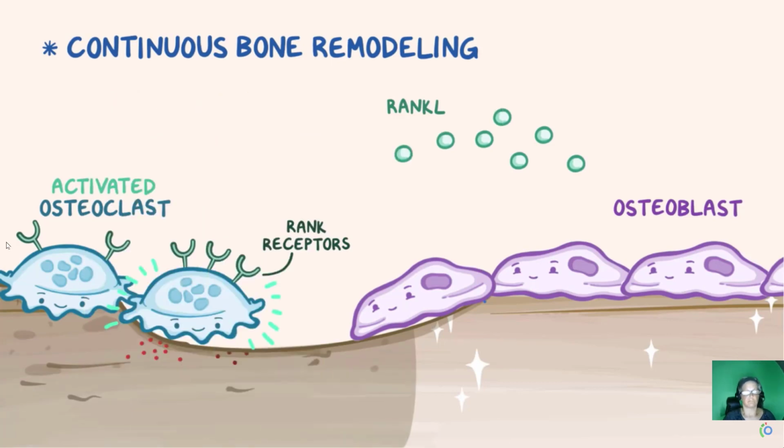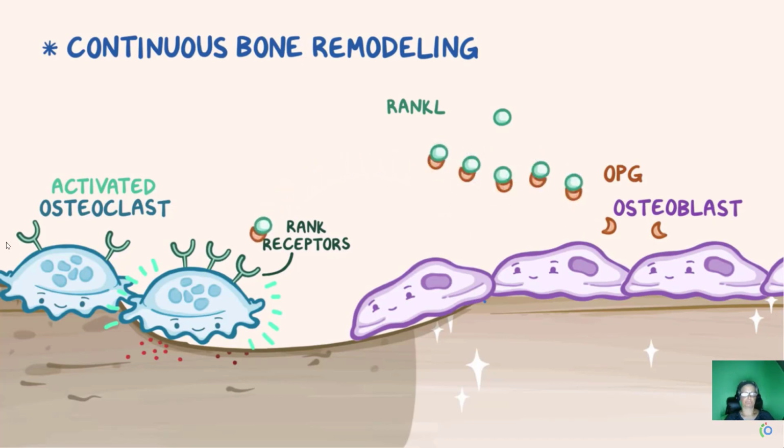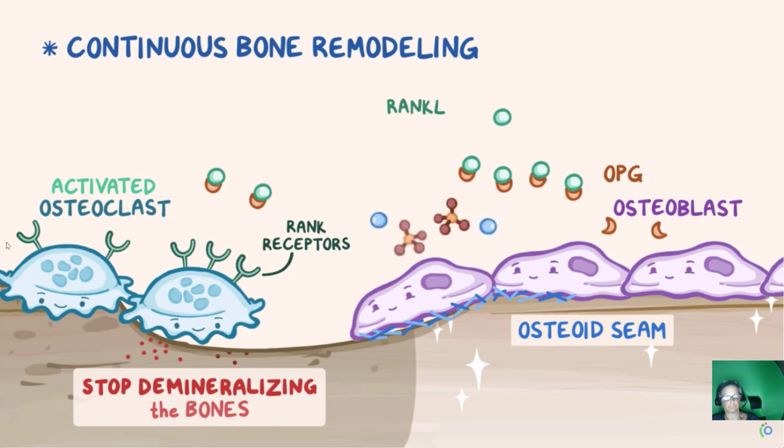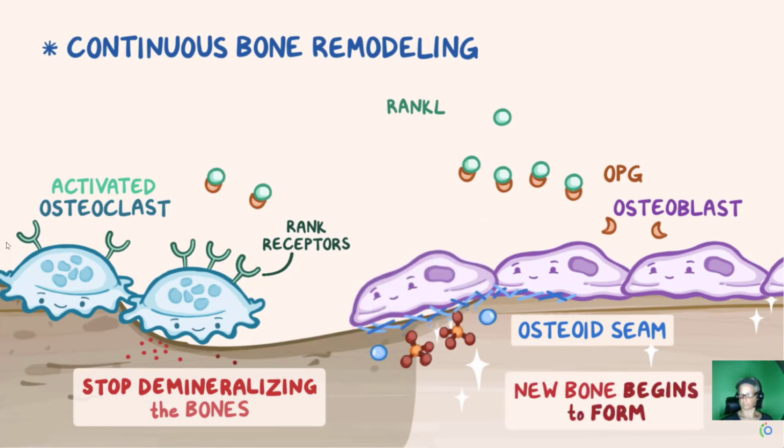Once there's been sufficient bone demineralization, the osteoblasts secrete another substance called osteoprotegerin, or OPG for short, which binds RANK-L and prevents it from activating the RANK receptors. This causes the osteoclasts to stop demineralizing the bones. Once that happens, the osteoblasts start secreting a substance called osteoid seam, which is mainly made up of collagen and acts like a scaffold upon which calcium and phosphate can get deposited. And that's how new bone begins to get formed again.